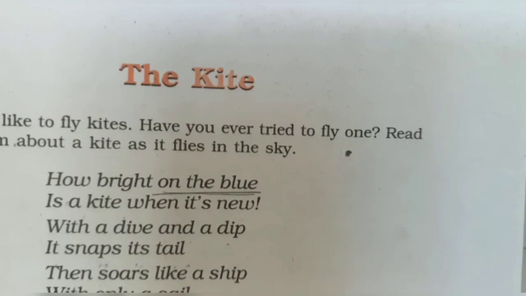Now the second stanza. When string goes slack, you wind it back and run until a new breeze blows, and these wings fill and up it goes. How bright on the blue is a kite when it's new, but a raggeder thing you never will see when it flaps on a string in the top of a tree.